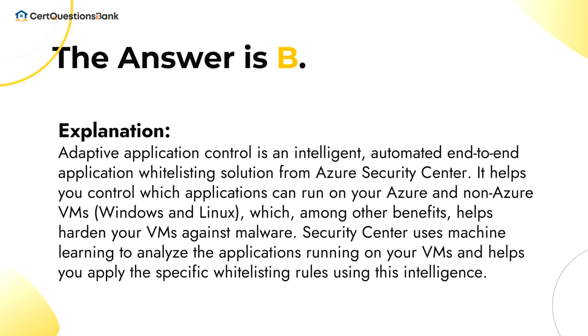Adaptive Application Control is an intelligent, automated end-to-end application whitelisting solution from Azure Security Center. It helps you control which applications can run on your Azure and non-Azure VMs, Windows and Linux, which, among other benefits, helps harden your VMs against malware. Security Center uses machine learning to analyze the applications running on your VMs and helps you apply the specific whitelisting rules using this intelligence.